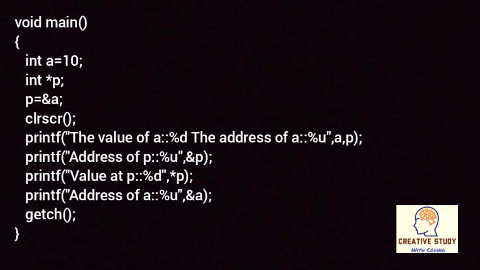In this program, A has initialized with 10, P is a pointer, and P has initialized with address of A, so P will point to A. And in these different printf statements, we are printing value of A, address of A that is stored in P, address of P, value at P, and address of A. And you can see address of A that is stored in P is same.